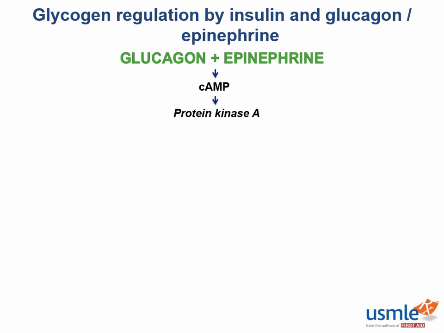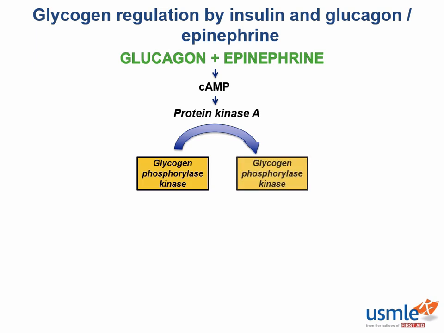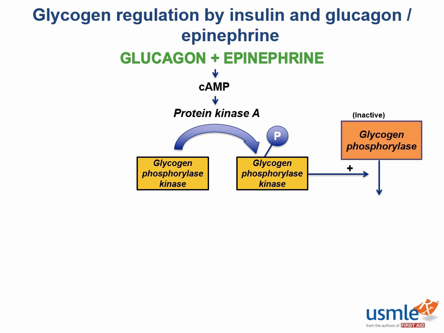Now both of these hormones cause activation of adenylate cyclase, which synthesizes cyclic AMP, which in turn activates protein kinase A. And do you happen to remember what the kinases do? There you go, the kinases phosphorylate a substrate, and in this case, protein kinase A phosphorylates the enzyme glycogen phosphorylase kinase, which activates it. Now glycogen phosphorylase kinase, which is also a kinase, can go on to phosphorylate the enzyme glycogen phosphorylase, which also activates it.